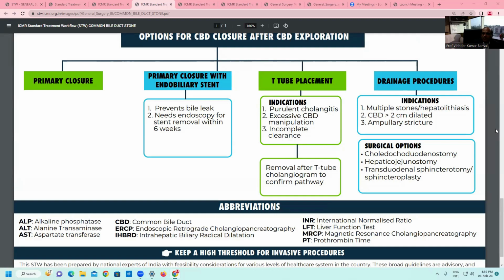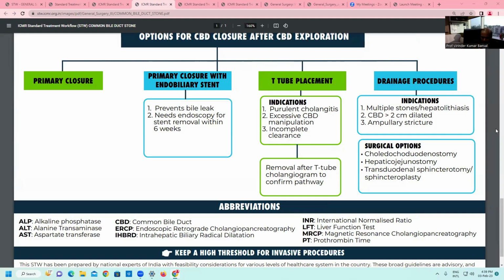And we as surgeons, we all know that a T-tube may be required in these circumstances where the CBD is more than 2 centimeters dilated, or there is an ampullary stricture, or there are multiple stones with hepatolithiasis, or there are recurrent stones. So I think this basically sums up the management of CBD stones.